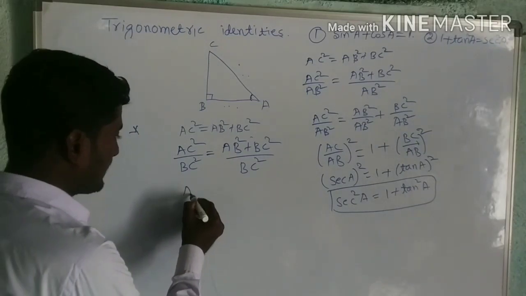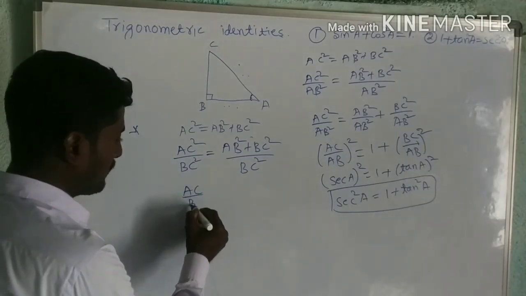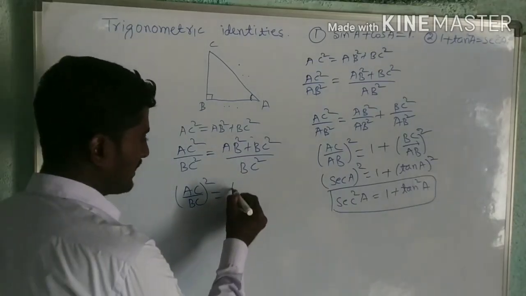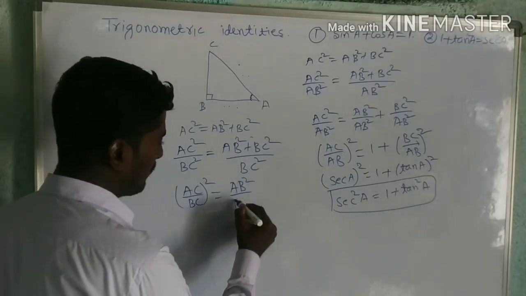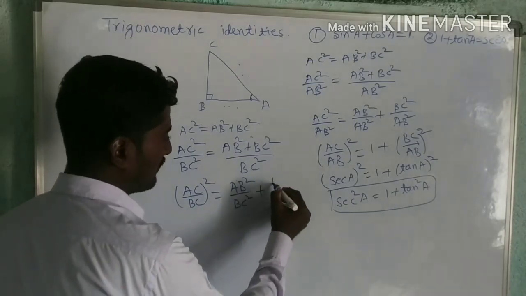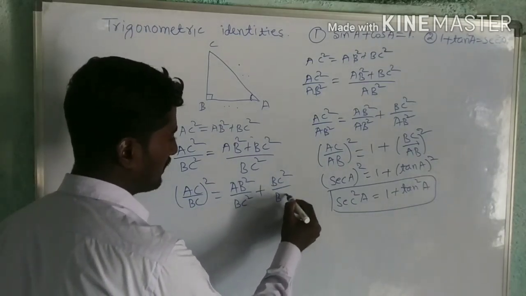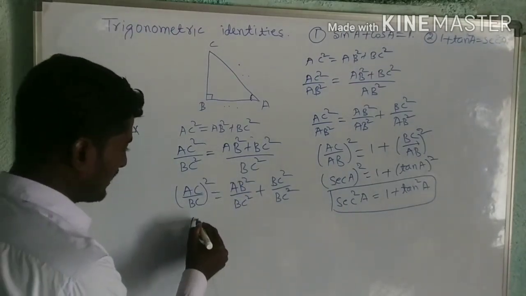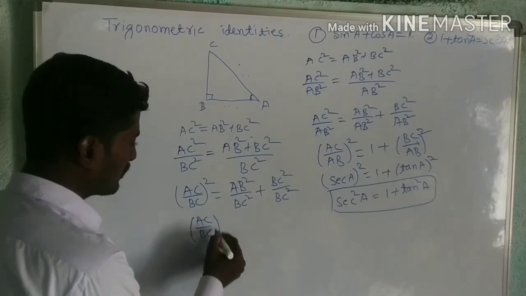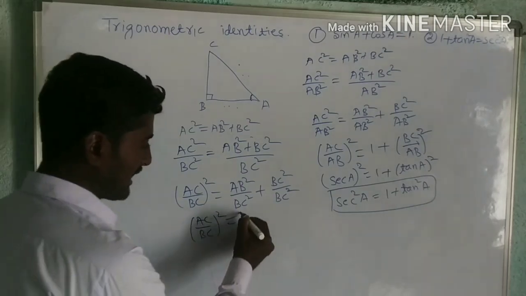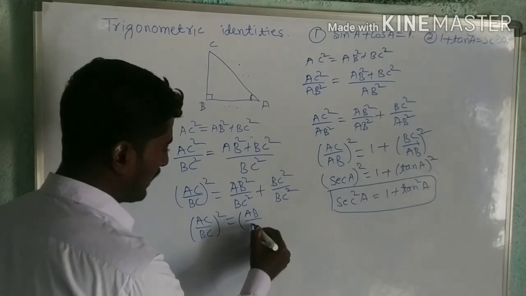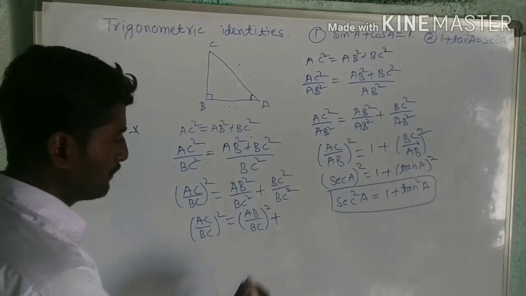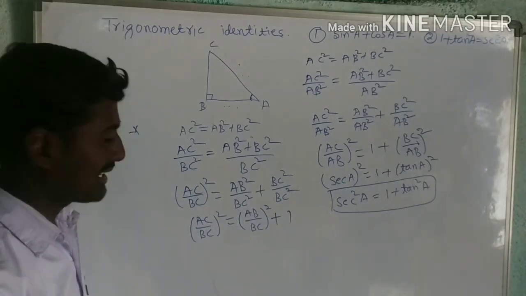Now AC square means I will write AC divided by BC whole square. Then separate and divide it: AB square divided by BC square plus BC square divided by BC square. Now one more step: AC divided by BC whole square is equal to AB divided by BC whole square plus 1, as BC square will get cancelled.